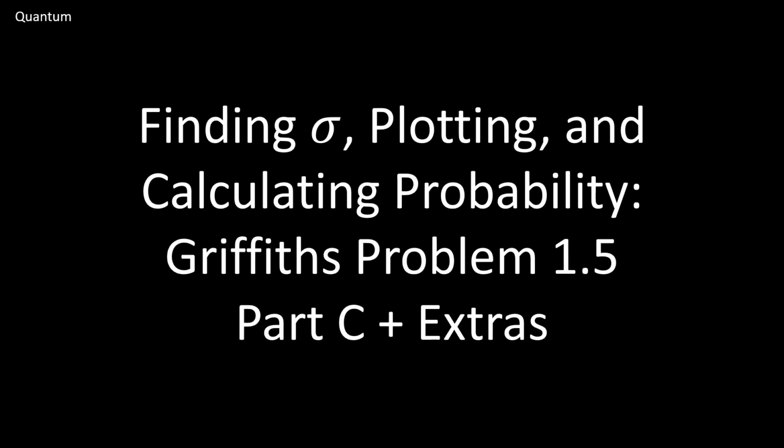Okay, so this is going to be Griffiths problem 1.5, part C, plus a little bit of some extra stuff. We're going to be finding sigma, plotting sigma over a wave function, and then calculating the probability of finding the wave function in a certain state. So here we go.